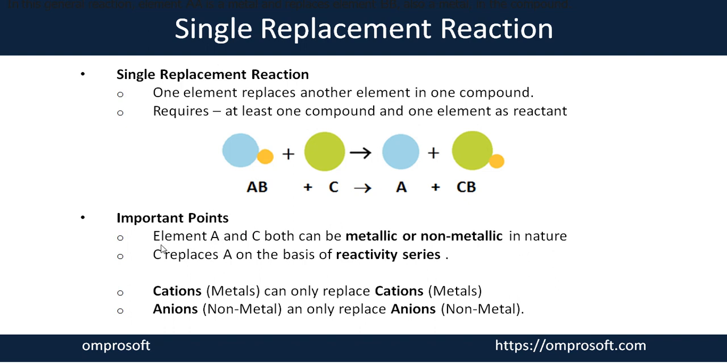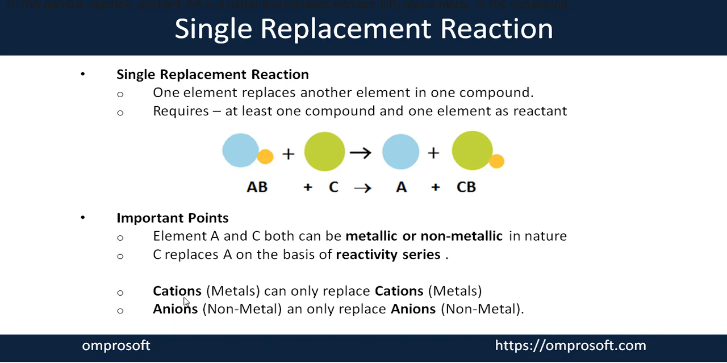So here we can say that elements A and C can both be metallic in nature or both non-metallic in nature. Why am I telling this? Because whenever a compound is formed, we have two kinds of ions, cations and anions, a combination of positive and negative ions. So cation can replace cation or anion can replace anion. So A and C both can be metallic or both non-metallic, meaning both can be cations or both can be anions.